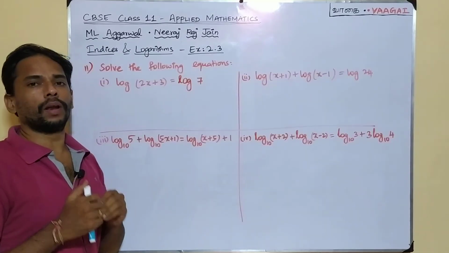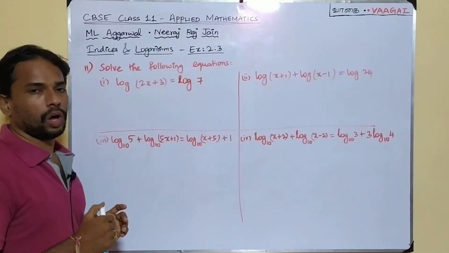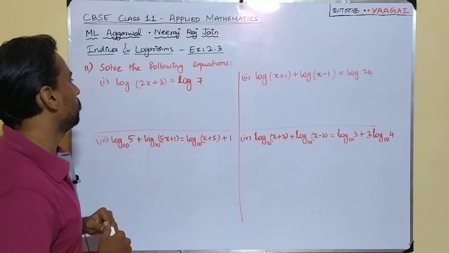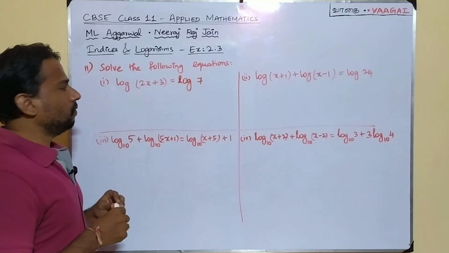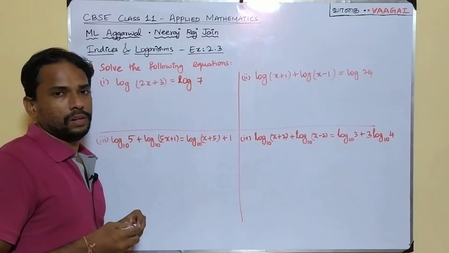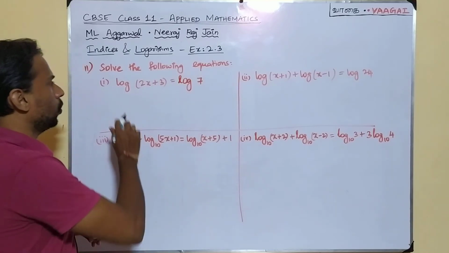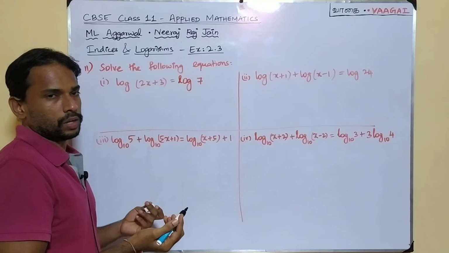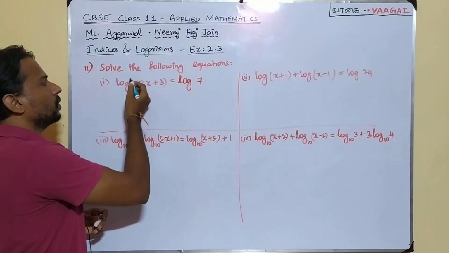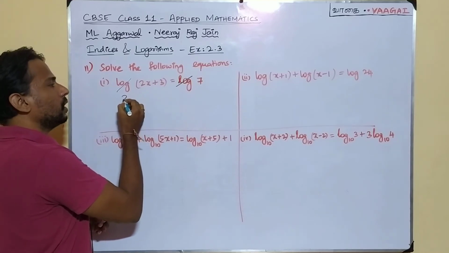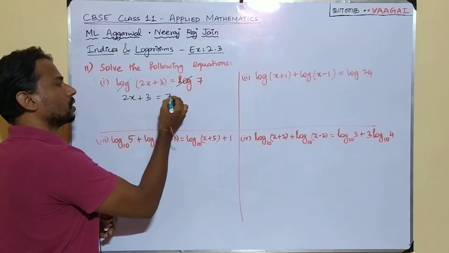Next we have question number 11. Here also we have to solve equations. We have 4 subdivisions here. Let's try them one by one. First subdivision: log of 2x plus 3 is equal to log of 7. A very simple equation, right? Both sides we have log of, and that too with the same base. In that case we can directly cancel the 2 logs. So we will be left with 2x plus 3 is equal to 7.